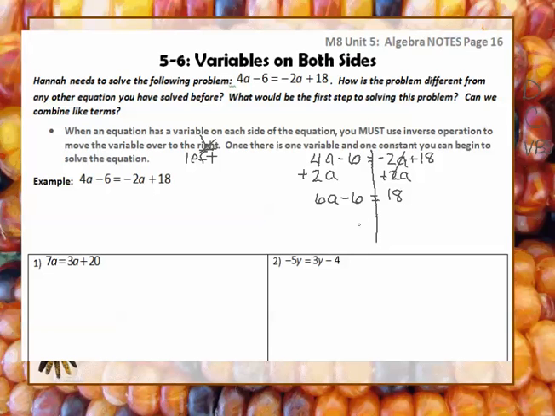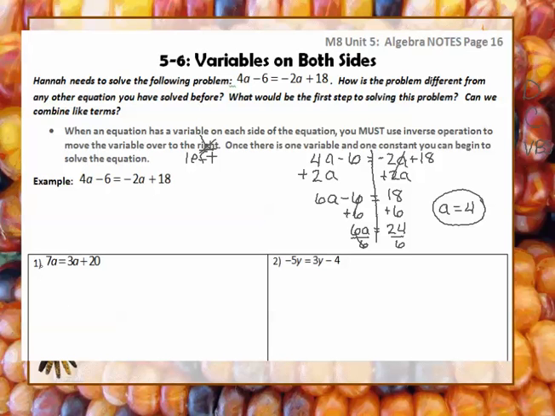Now I can solve it just like a regular equation. So I'm going to add 6 to both sides. I'm left with 6a is equal to 24. I'm going to divide by 6 on both sides. And I'm left with a is equal to 4. Alright?